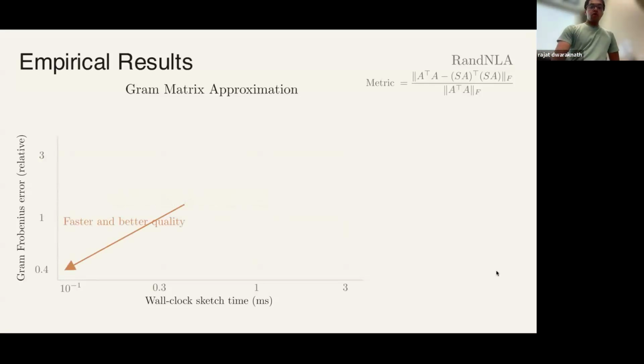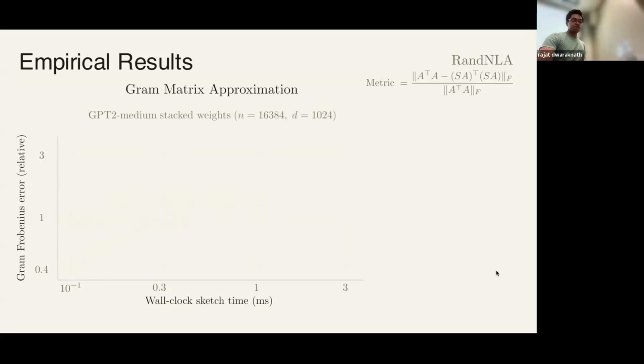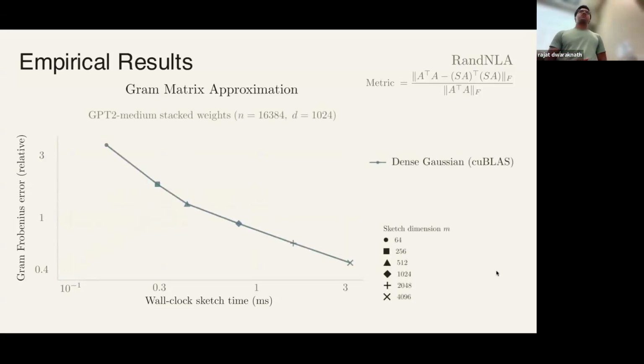Great. And remember, this is just any sketch. It's not like only sparse sketches or dense sketches. What I'm going to vary in this plot is the sketch dimension. So I'm going to fix the input size and vary the sketch dimension. If you plot, let's say, the classical dense Gaussian, and you use cuBLAS to do this dense matmul, this is how the curve is going to look.